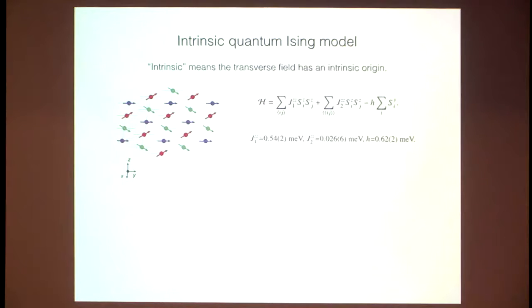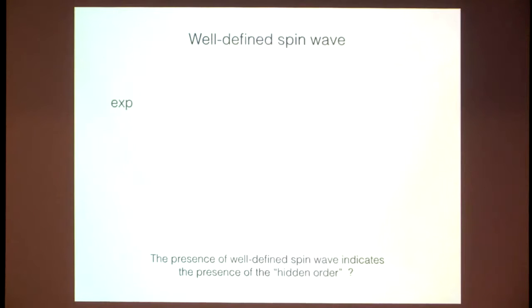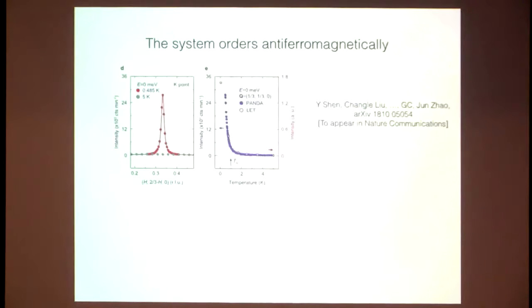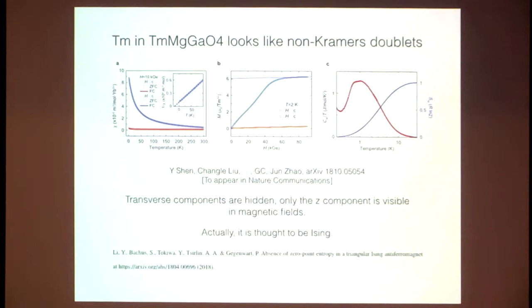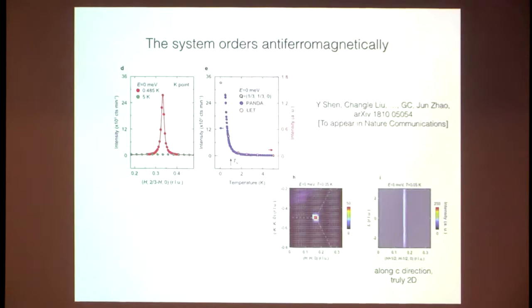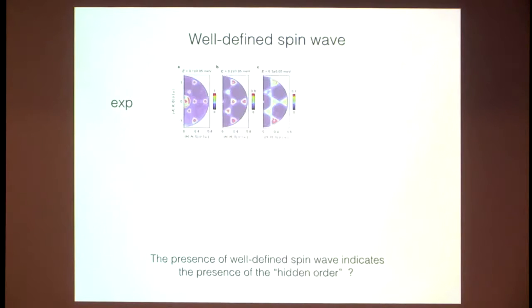So from this thermodynamic measurement, the magnetization, if you apply a very strong field, you get this polarized state. And this magnetization is almost equal to 6 Bohr magneton. So the system almost has this Jz equal to 6. That means the system is very close to being Ising, but it's not really Ising.